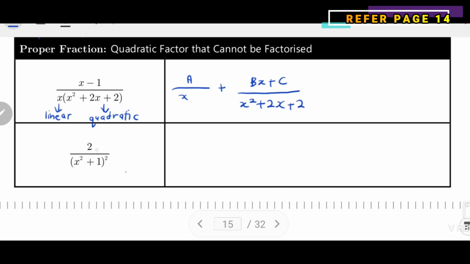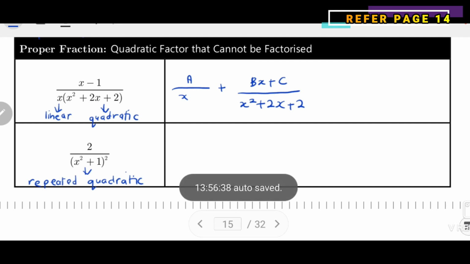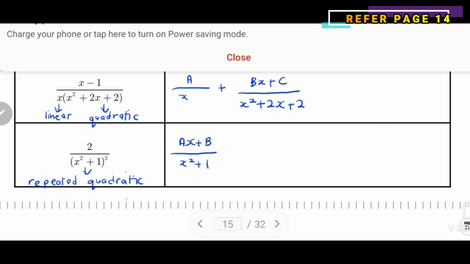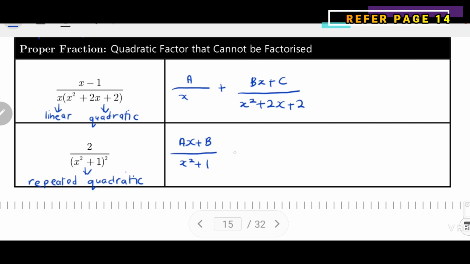For the second example, we have 2 over x squared plus 1, all squared. So we have a quadratic that is repeated twice. And x squared plus 1 is a quadratic that cannot be factorized, so it is a repeated quadratic. If we express as partial fractions, we're going to have a linear on top of x squared plus 1, so ax plus b over x squared plus 1. And since the quadratic factor is repeated twice, we're going to have plus cx plus d over x squared plus 1, all squared.